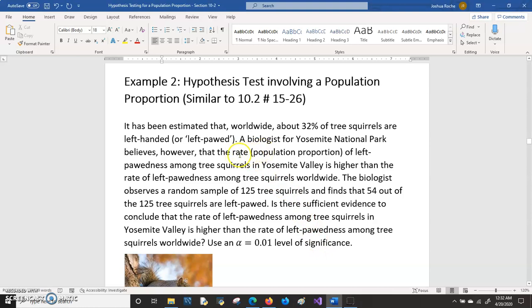So as was already noted, in this problem the word rate is used a few times, and rate is the same as a proportion, and all of these in particular refer to a population proportion. So in your homework or on a quiz or test, if you see the word rate, keep in mind that that just means proportion.